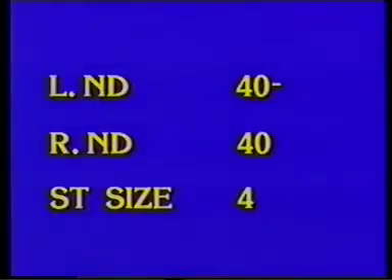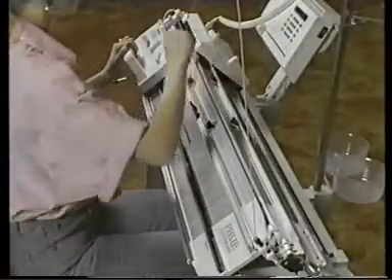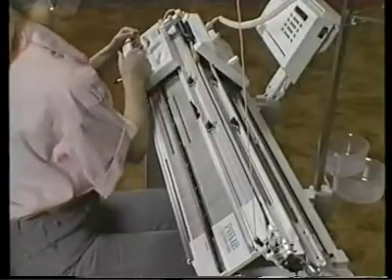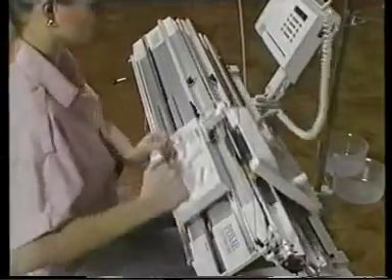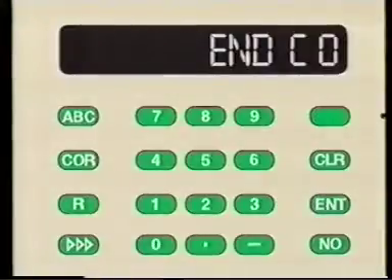The needles should be set up as this diagram shows, with 40 needles to the right and left of center on back and front beds. The stitch size should be set on 4. Continue working with the computer to cast on. As always, the needle rule and edge springs are important. When the computer says End Cast On, press Enter and return to the video for instructions.